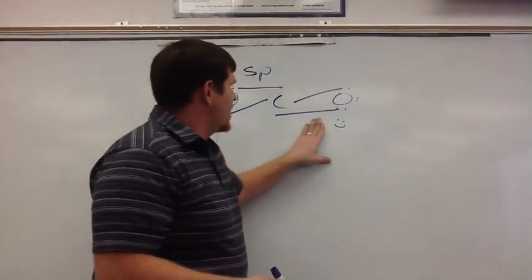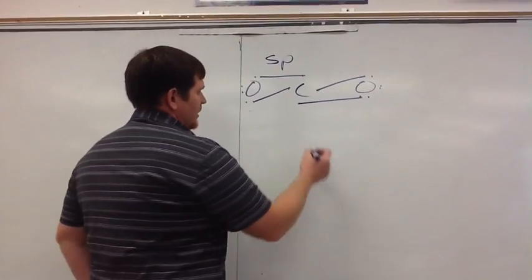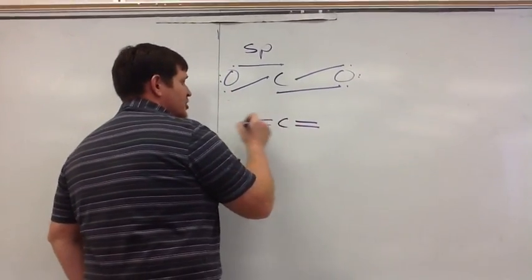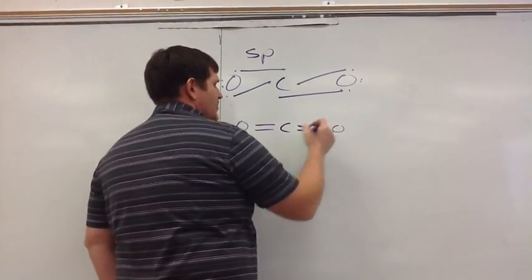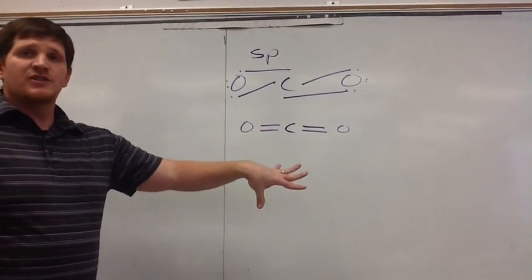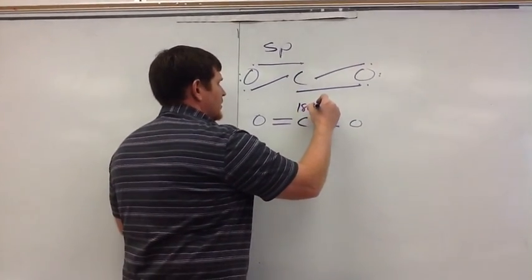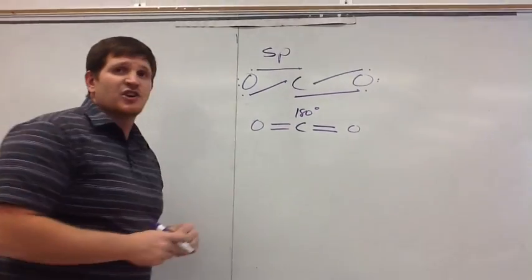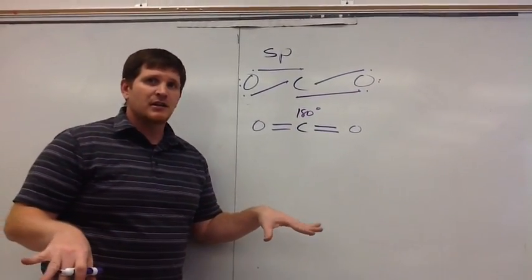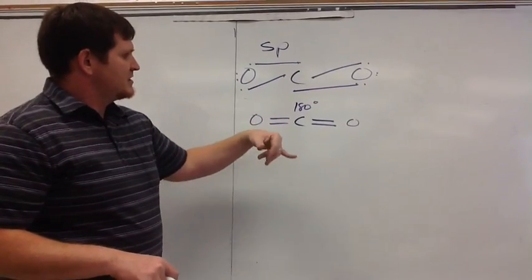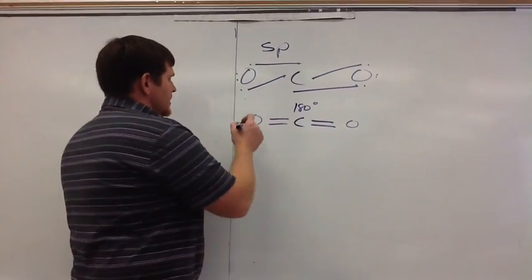Now, shape-wise, I have a central carbon atom. Since I only have two, as far apart as I can get is going to be 180 degrees. Okay. These are called linear. They're in a straight line. Okay, so we have a linear molecule. In this case, it's CO2. It's linear.